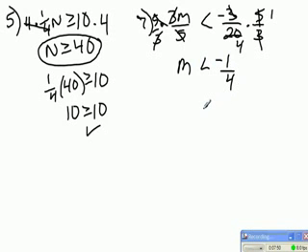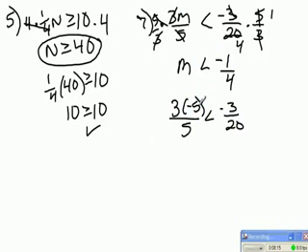Alright, I need to check it by picking a number that is less than negative 1/4. Keeping in mind that I want to be able to divide it by 5 to make it easier on myself. In this case, I'm going to choose negative 5. Alright, so I'm going to replace my m with negative 5 in the original statement, which was this.